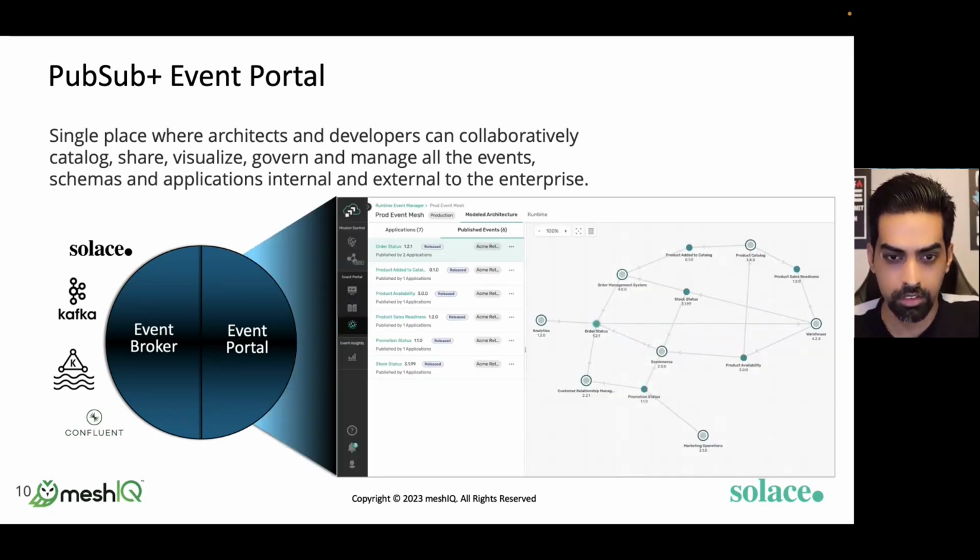The event portal is a single place where you could catalog, design, discover your event streams, and we do it independent of the event broker. So we support, for example, Solace and Kafka event brokers in various flavors today. And with that portal, you're able to point it at your existing messaging estate and get a discovery of all the event streams and have them be cataloged and for you to expose this catalog to internal lines of business as well as partners as well.